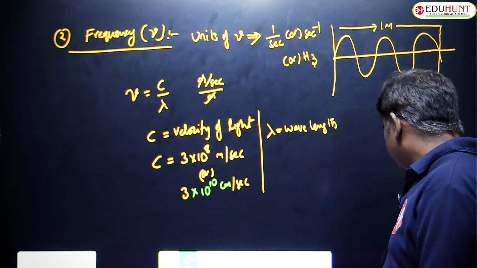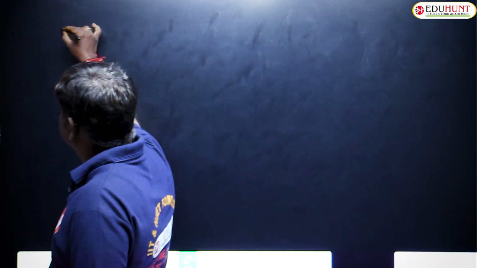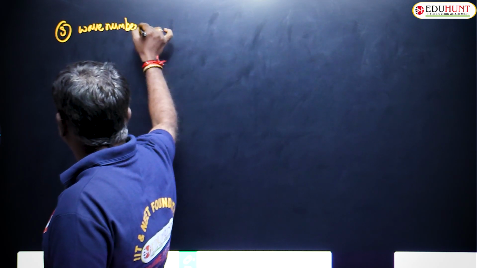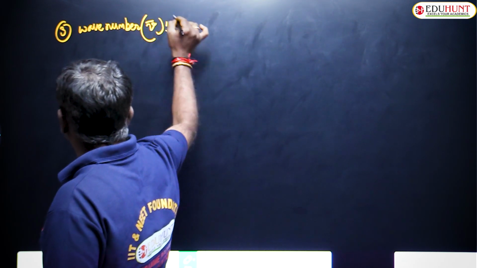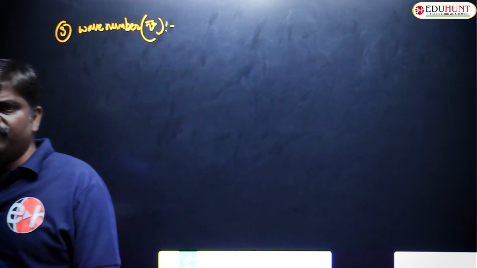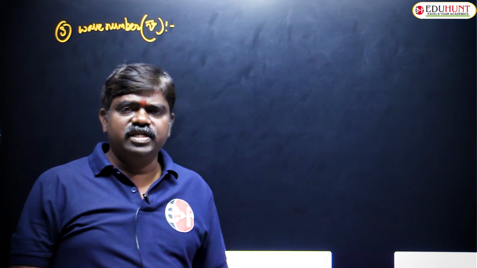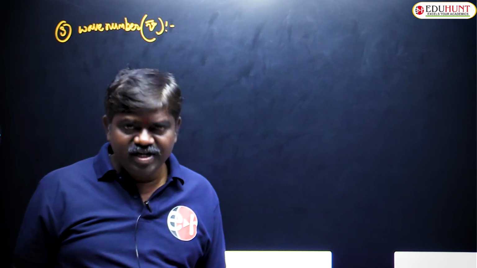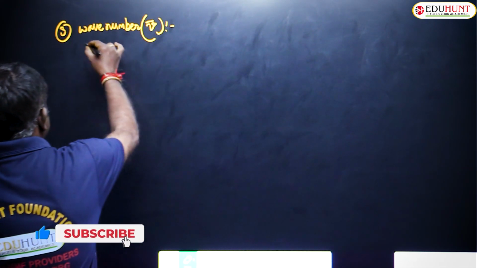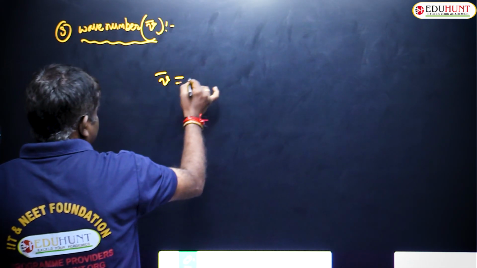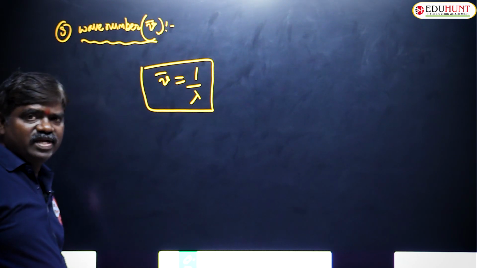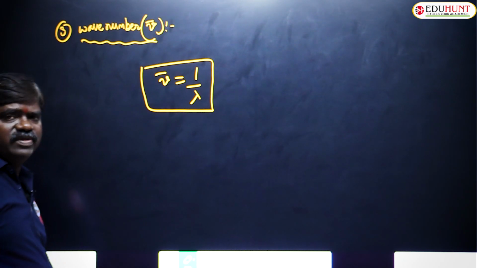Now another term is wave number. Wave number is represented by nu bar. A simple definition: the reciprocal of wavelength is known as wave number. Reciprocal means nu bar is equal to 1 by lambda. The reciprocal of wavelength is known as wave number.